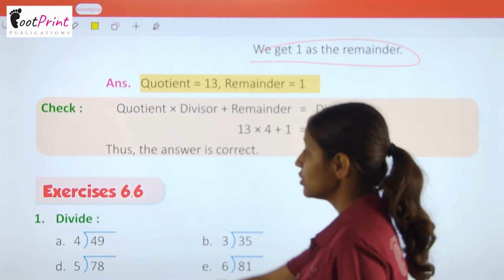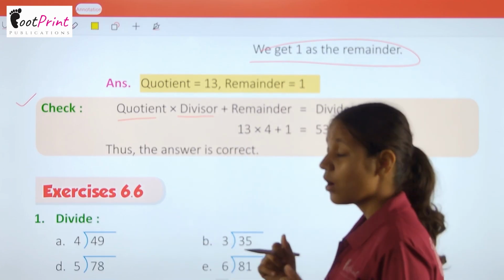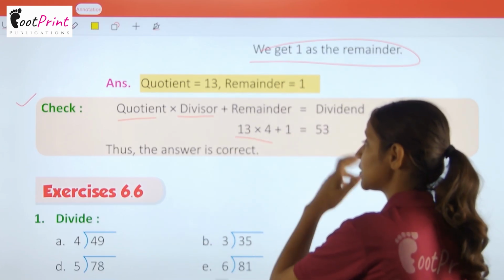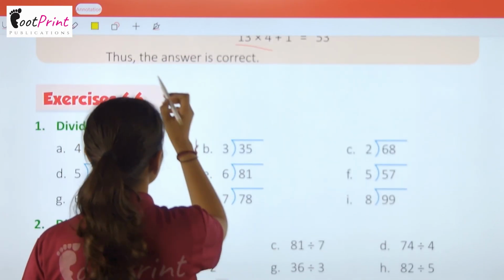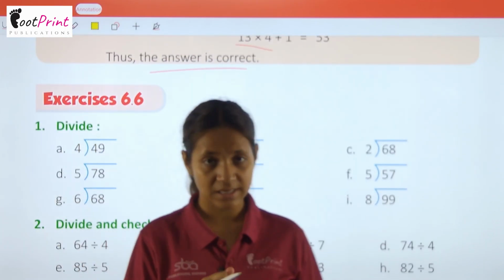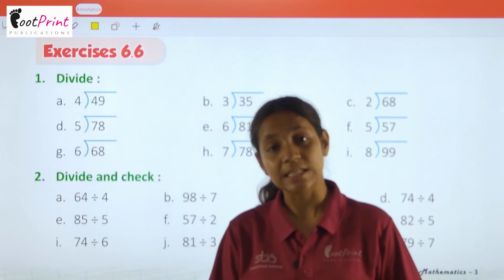Now check whether quotient into divisor plus remainder is dividend or not. So 13 into 4 plus 1 is 53. Okay. Thus the answer is correct. Now we are moving to our exercise part, that is our exercise 6.6.